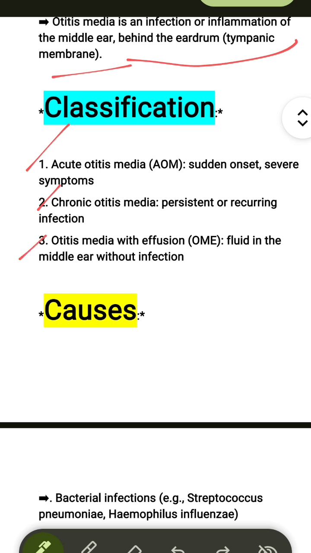Acute otitis media has sudden onset of severe symptoms, and is typically caused by bacteria or viruses. Next we'll see chronic otitis media, which is persistent or recurring infection. Next is otitis media with effusion, that is fluid accumulation in the middle ear without acute infection. So it is fluid in the middle ear without infection. There will be no infection.